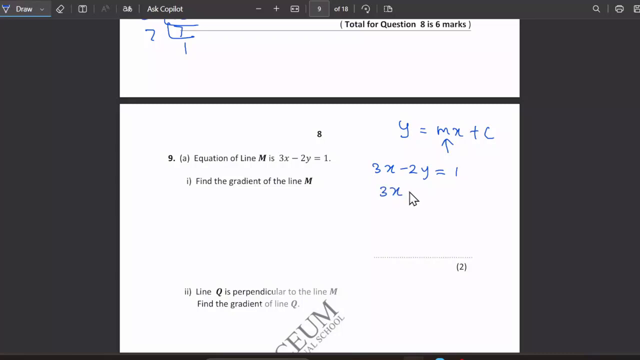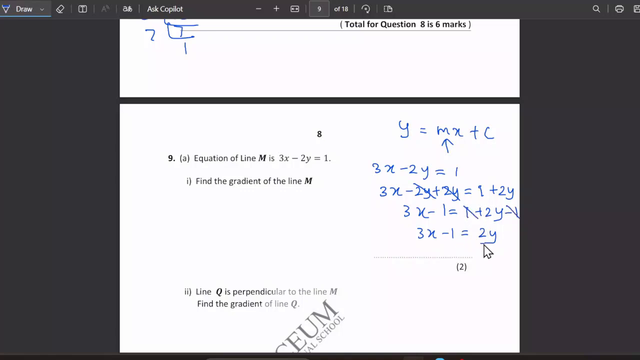So I take 2y to the other side. To do that, I add 2y to both sides. Okay, then I get 3x. These two cancel out, equals 1 plus 2y. And we have to get rid of this plus 1. To do that, I add minus 1 to both sides. Okay, now I get 3x minus 1 equals 2y.